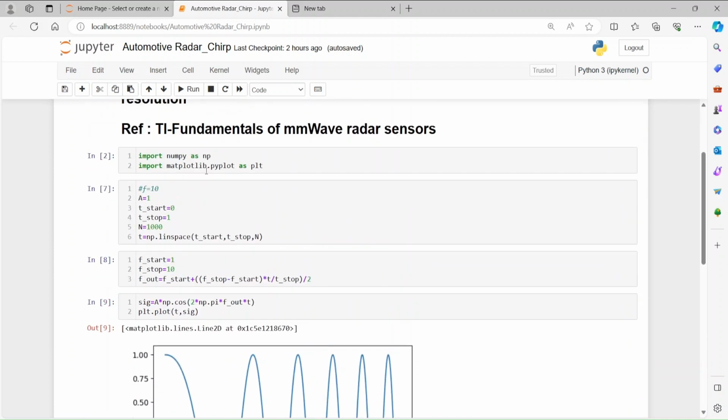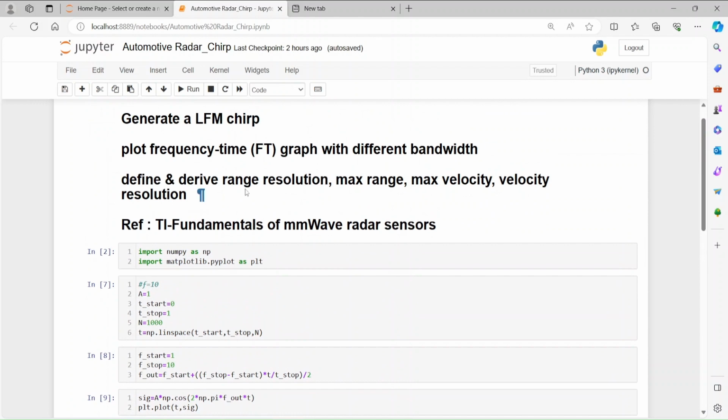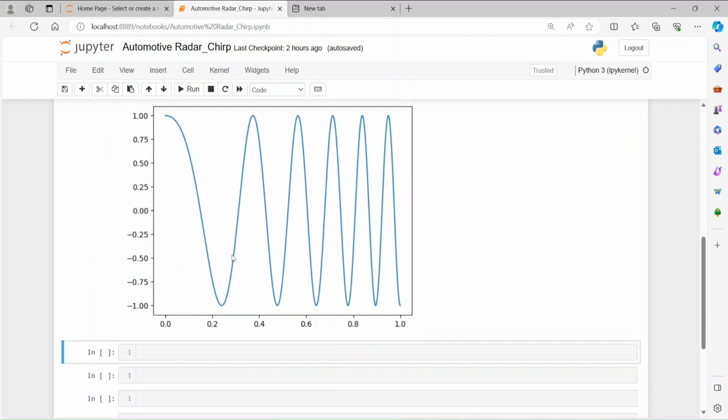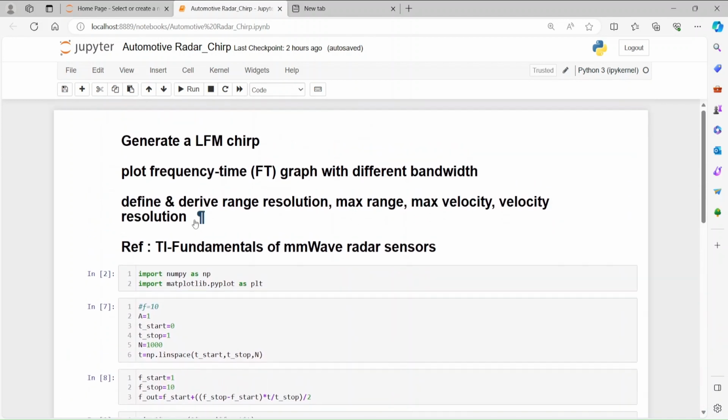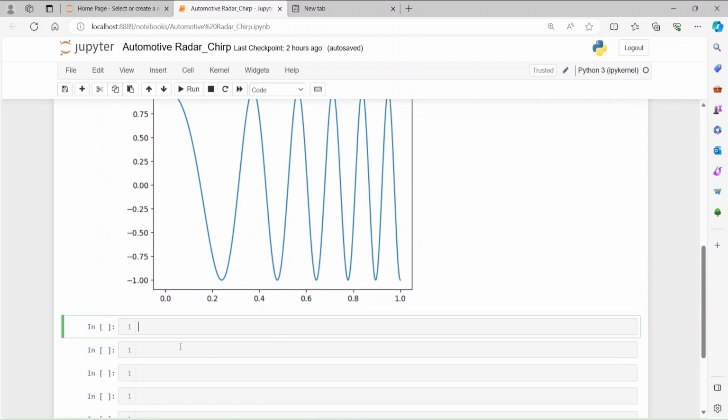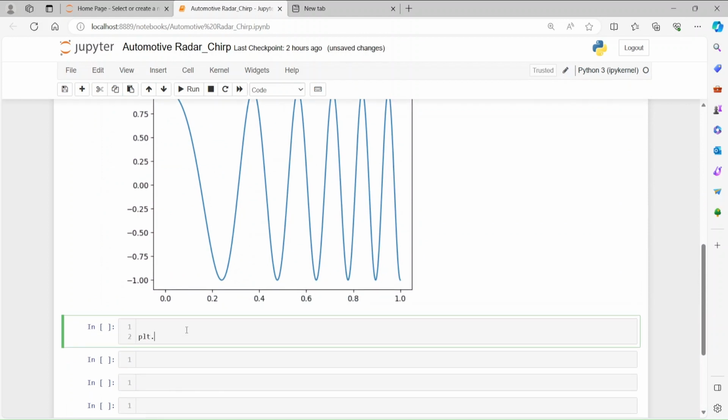So this is called a linear frequency modulation, LFM, and this is one of the waveforms we use in automotive radars. Okay, and another thing we should draw, that is called FT plot. You see here, frequency and time plot. So what we can do, plt.plot, and then we have the time and we have the fake output, right here.